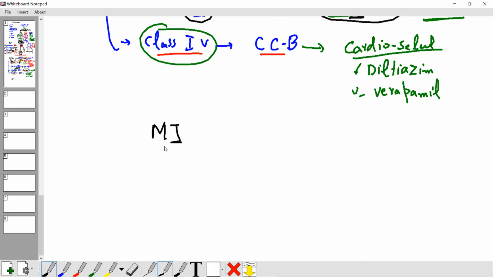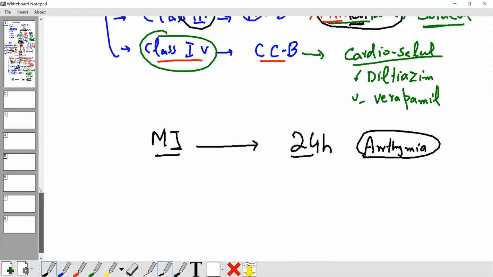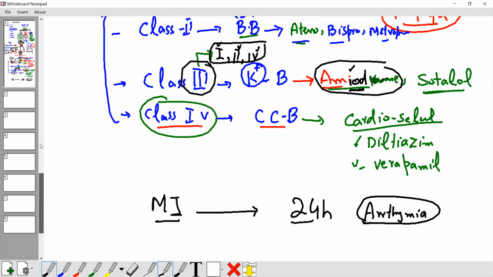If the patient has an MI, that patient dies within 24 hours, meaning within 1 day. Why did the patient die within 24 hours? Because of arrhythmia. The cause of death within 24 hours is arrhythmia.